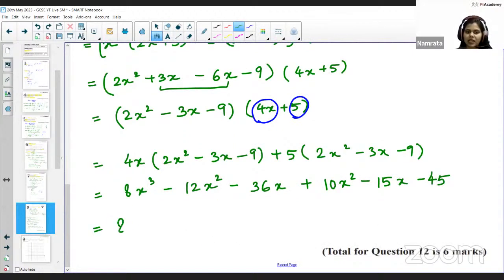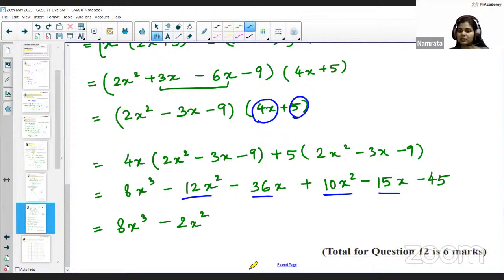So that is 8x cube. These are like terms: minus 12 plus 10 is minus 2x square. Minus 36x and minus 15x is how much? When you add this up, you'll get minus 51x. Use the same color, that is green, minus 51x. And then it's minus 45 as it is. So that's our final answer. I hope that clears your doubt.